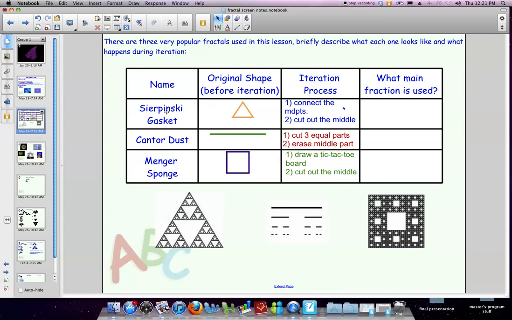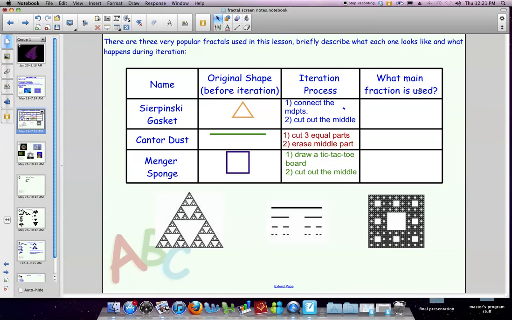The first one is called the Sierpinski's gasket. It looks like this after several iterations. It's also sometimes called Sierpinski's triangle. The original shape before any iteration process is done is a simple triangle. The iteration process is to find the midpoints of each one of the sides and then connect those midpoints to form a triangle. That takes the original triangle and it splits it up into 4 congruent triangles. You take out the middle triangle and you're left with 3 similar triangles.